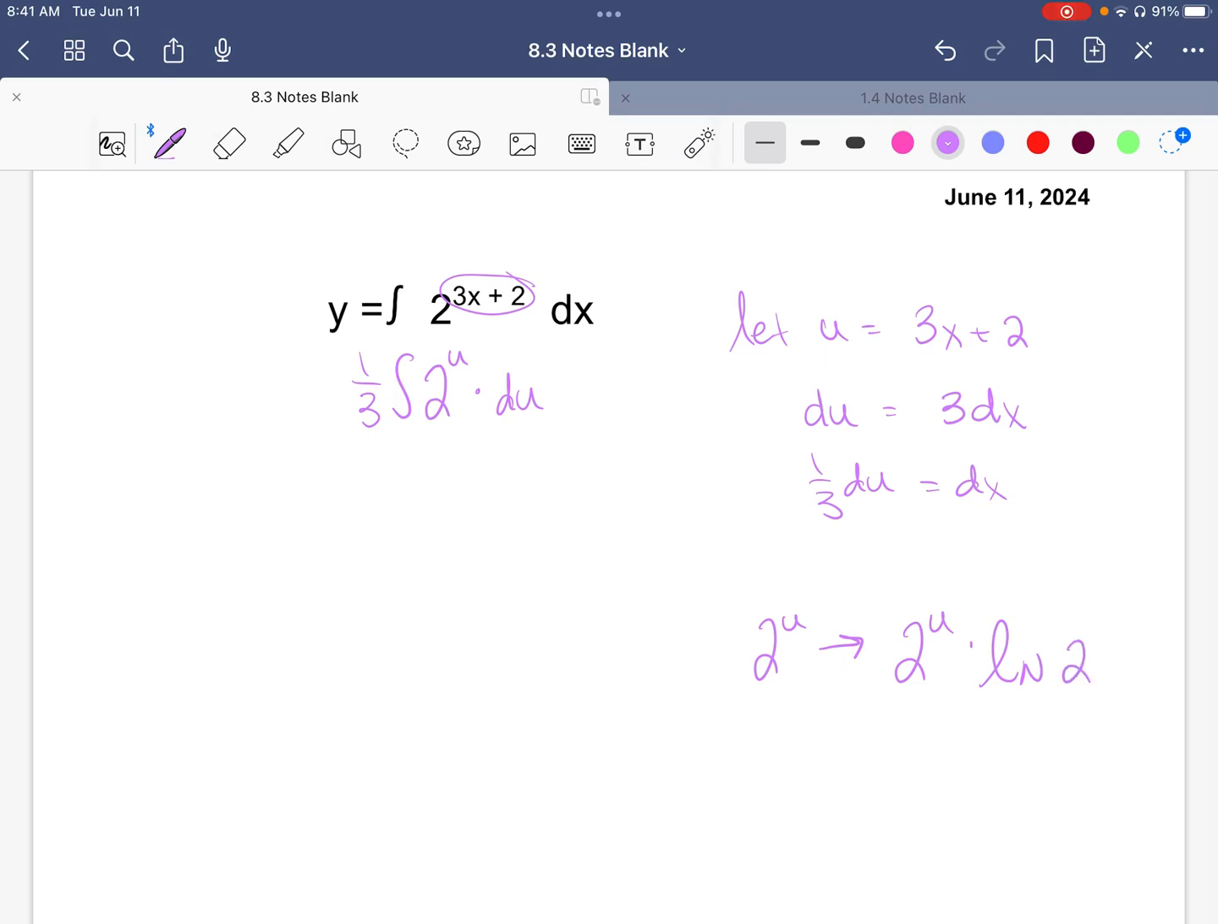But we can see in our result here, we don't have an ln 2, which means that we need to have that in the original. Times our 1/3 times 2 to the u plus c. And simplify and resubstitute. So 1 over, I'm going to multiply 3 ln 2, because that's just a number, times 2 to the power of 3x plus 2 plus c.